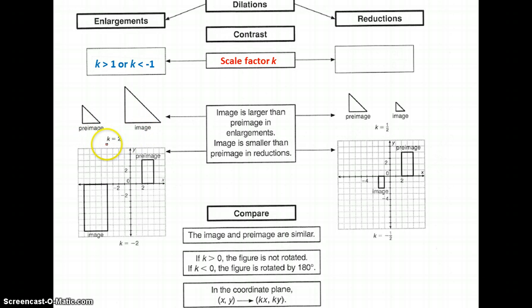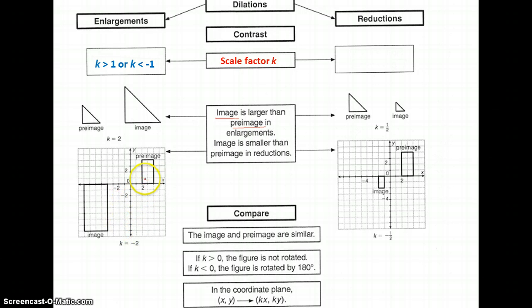In this case, scale factor is 2. So that means that our image here is twice the size of the pre-image. You may recall this vocabulary with the image and the pre-image also from our transformation unit. So the image is larger than the pre-image with enlargements. Let's look on the coordinate plane.